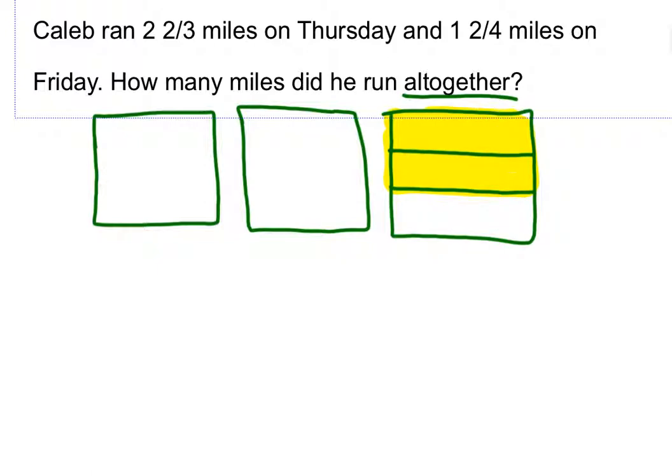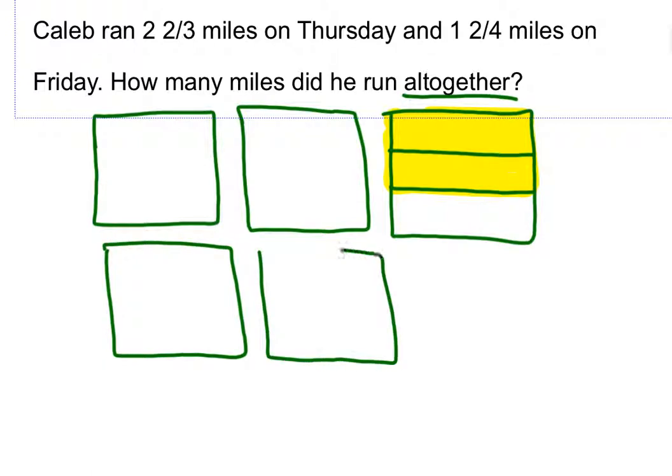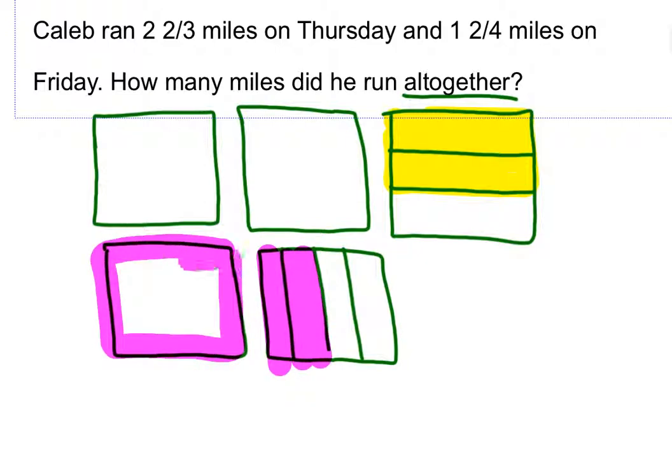Okay, so now for my next number, I am going to add 1 2/4. So I need to represent that. 1 whole and 2/4 of the next whole. However, since I did rows in my first fraction, I need to do columns in this fraction. So I know I need to break it up into fourths, and I need to color in 2/4. And I probably should have colored these in as well.